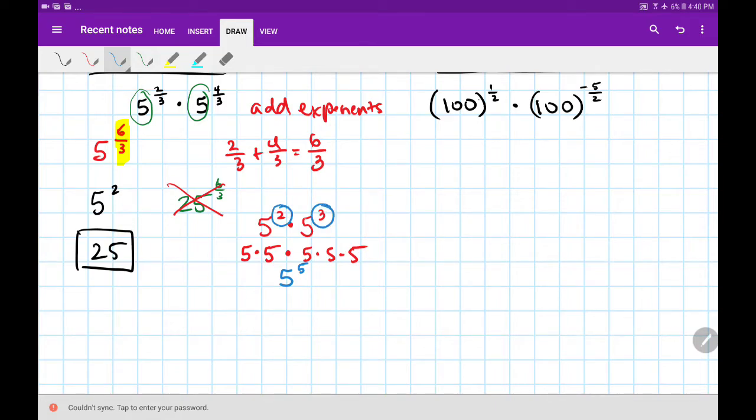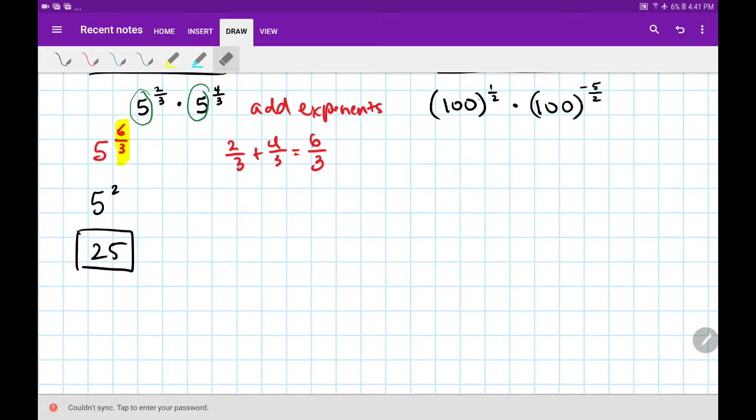Same rules as always. All we did was add our exponents to tell us how many 5s are being multiplied. So our answer is simply 5 to the 5th. We never touched our base. We never did 5 times 5 and got 25, which looks tempting, I understand, but the same rules as always are going to apply. You just add the exponents.